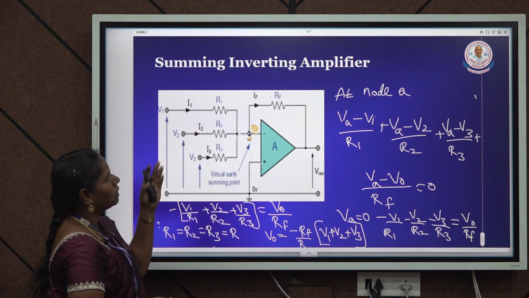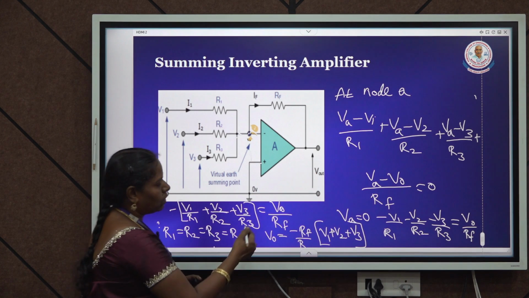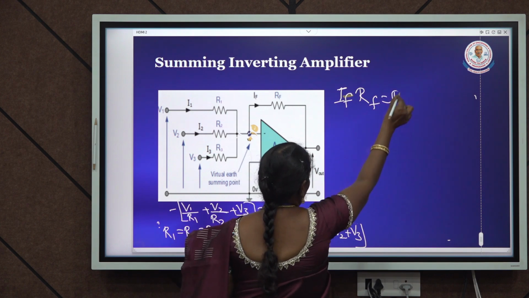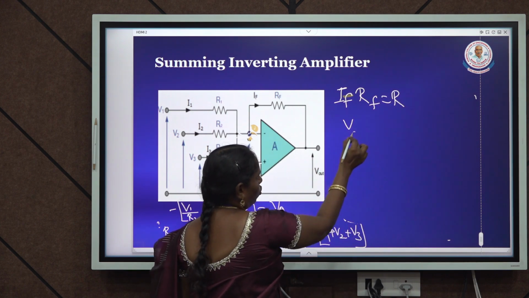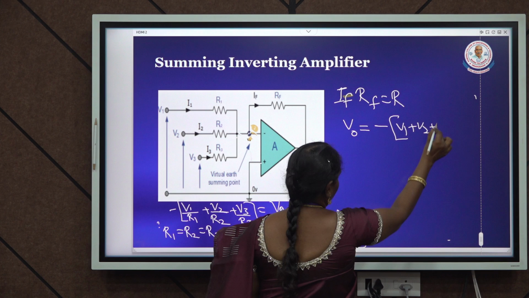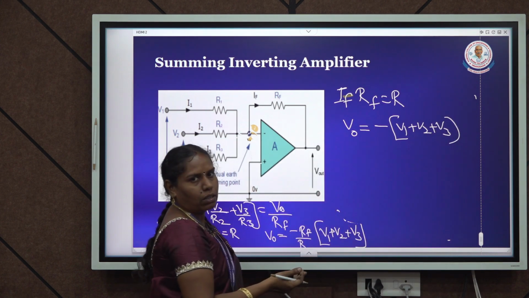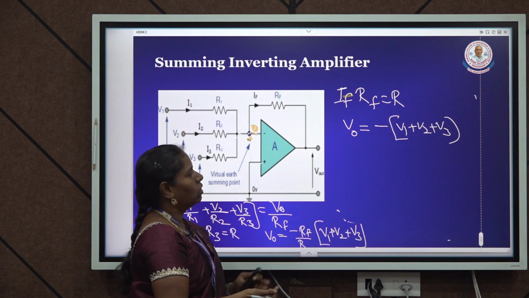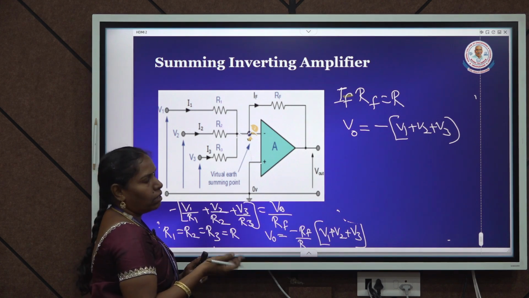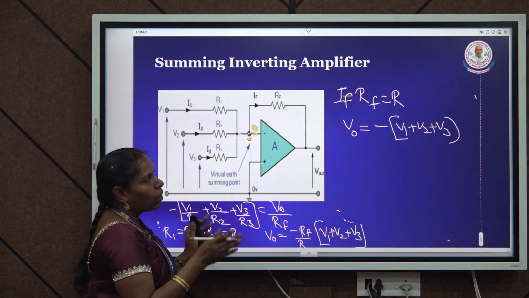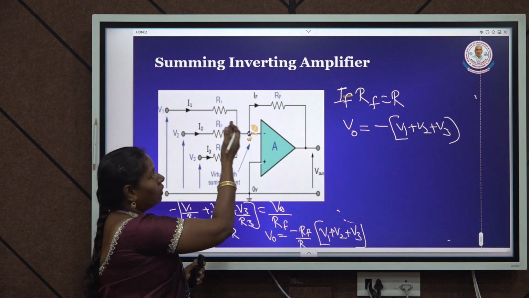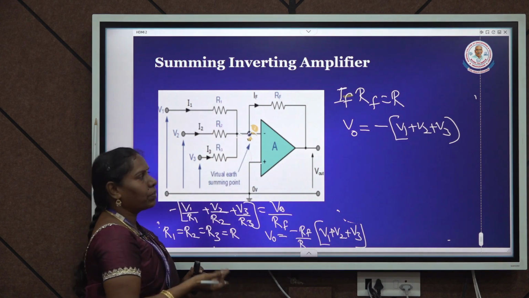If I am going to use it as an adder, then another substitution will be given. If RF is equal to R, then the equation will be changed to V0 equal to minus V1 plus V2 plus V3, that is it will act as an adder, but the output is in the form of inversion. So, likewise the summing inverting amplifier can be configured as an adder without amplification, just by choosing the feedback resistor and the input resistors with both values equal. We make the amplifier circuit an adder circuit.